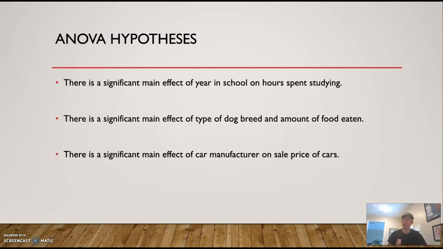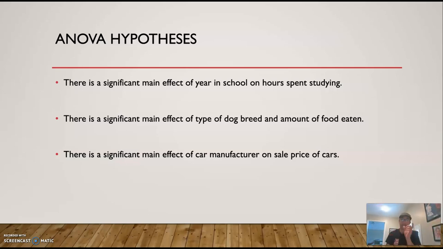ANOVA, by the way, is going to have a trigger phrase too. You'll see it in all three of these sentences. Main effect, main effect, main effect. Main effect is the trigger phrase you want to use if you're going to run an ANOVA. And as a quick refresher, ANOVA is used when we have more than two groups that we're analyzing. So if you're looking at freshmen, sophomores, juniors, seniors, that would be more than two groups, obviously.